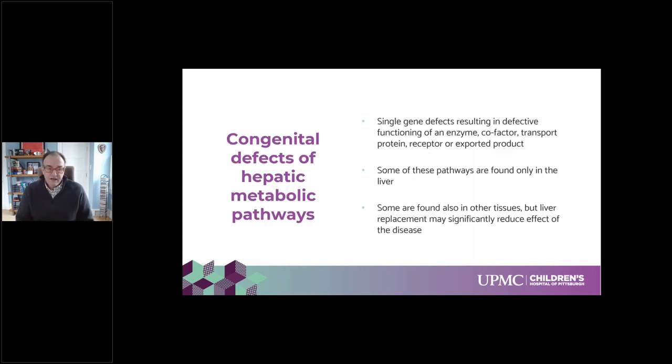So if we look at congenital defects of hepatic metabolic pathways, they're single gene defects resulting in defective functioning of an enzyme, a cofactor, a transport protein, receptor, or exported product. Some of these pathways are found only in the liver, but some are also found in other tissues in the body. But we know that liver replacement may significantly reduce the effect of the disease.